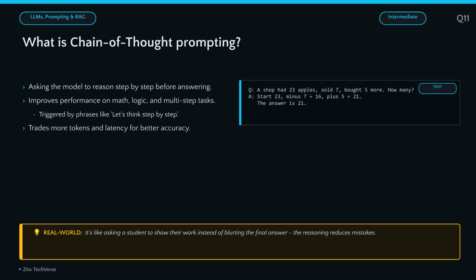Question 11. What is chain-of-thought prompting? By asking the model to reason step by step, you can significantly improve accuracy on logic and math tasks. It forces the model to show its work, though it does increase token usage and latency.